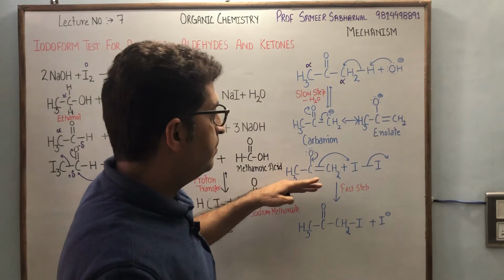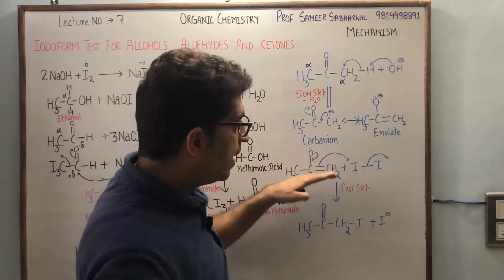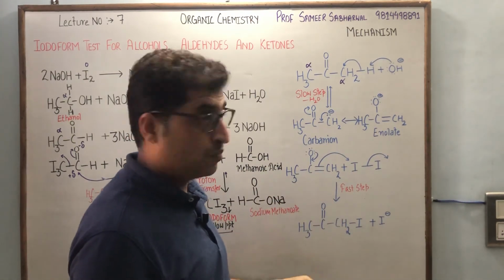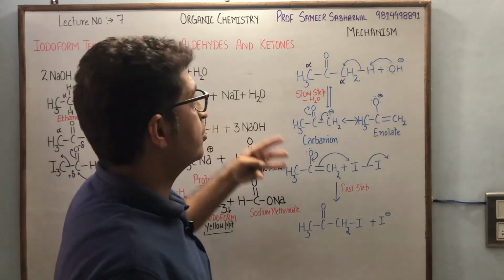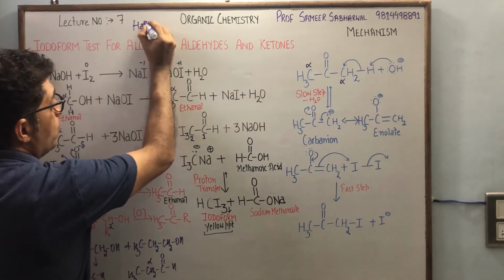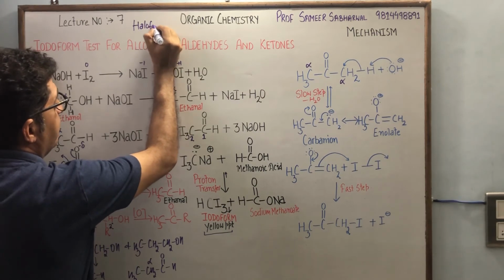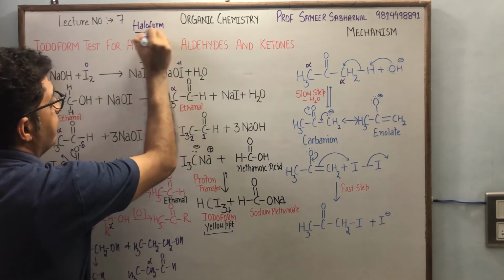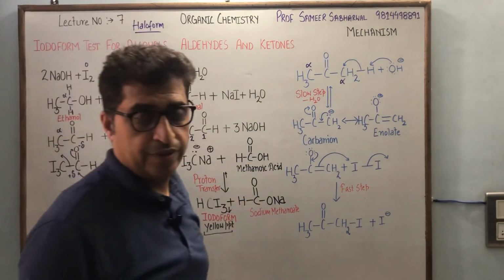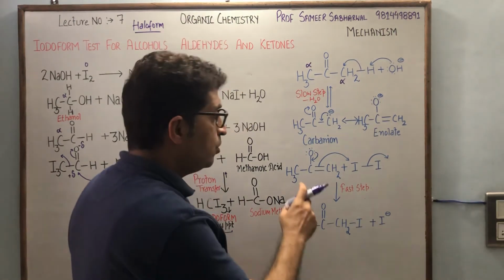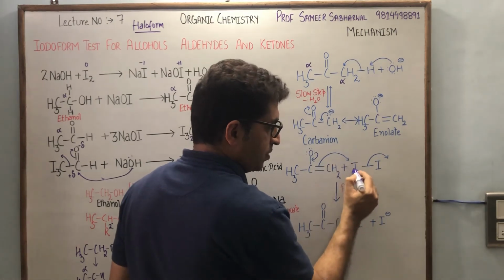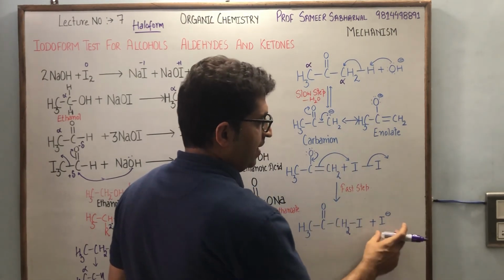In the second step, this enolate ion reacts with iodine or bromine, whatever. So this is known as the haloform reaction, iodoform or haloform. If I take chlorine, bromine or iodine, I will call this a haloform reaction, and if I take iodine specifically, we call this the iodoform reaction. Now this enolate reacts with iodine. See, the lone pair comes here and the pi cloud attracts I positive to give you CH2I plus I negative.